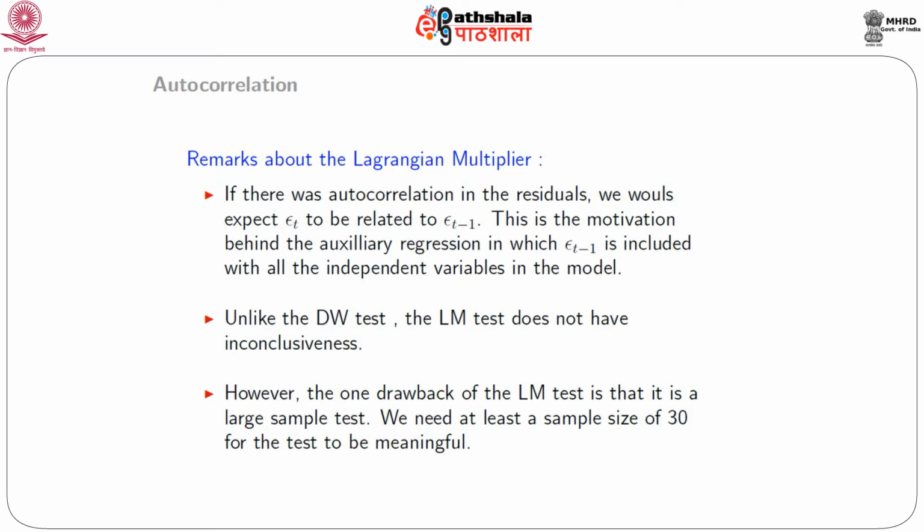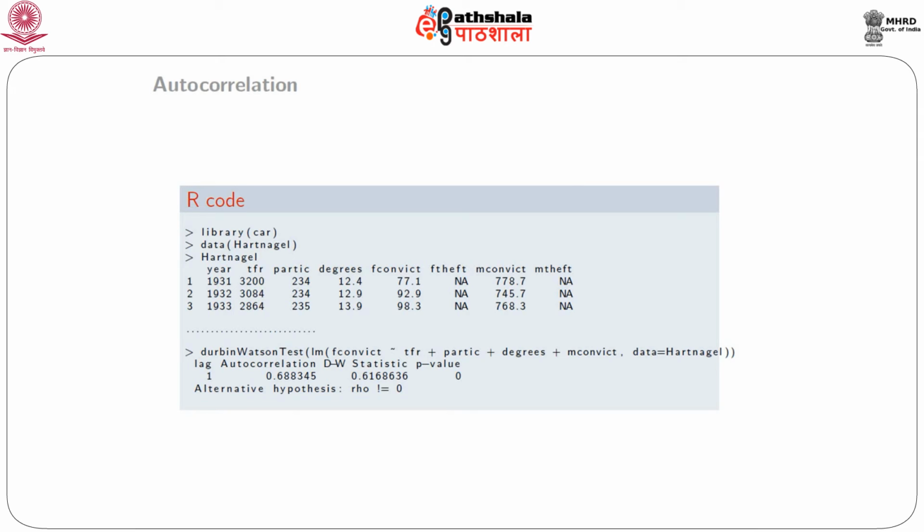A second remark is that, unlike the Durbin-Watson test, the Lagrangian multiplier test does not have an inconclusive region. However, one major drawback of the Lagrangian multiplier test is that it is a large sample test. Here again, just like the Durbin-Watson test, we need a sample size of at least 25 or 30 for the test to be meaningful. Now let us look at the R code that we use to actually perform these tests on a data set using R.